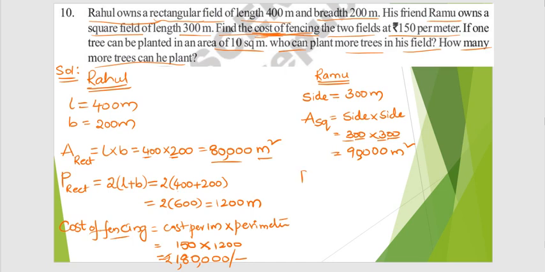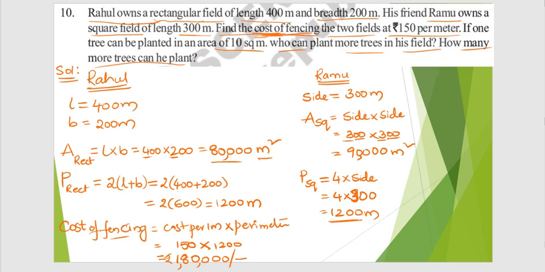Next, coming to the perimeter of a square. Since I need to construct the fence, right? So the perimeter of a square is equal to, what is it? 4 into side. So 4 into, what is the side here? So the side is nothing but 300 meters. So 4 into 3, 12, followed by 2 zeros. So what is the perimeter of this? So again the perimeter of this particular thing is 1200 meters only, right?